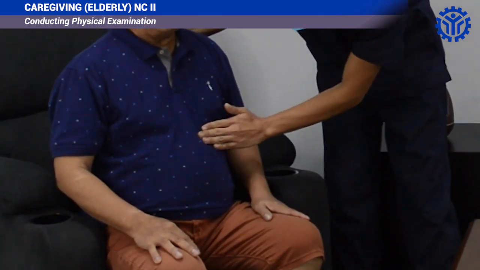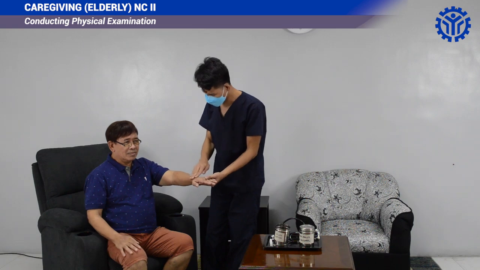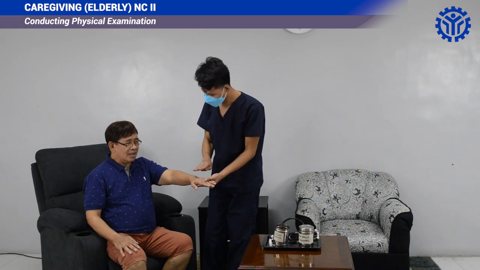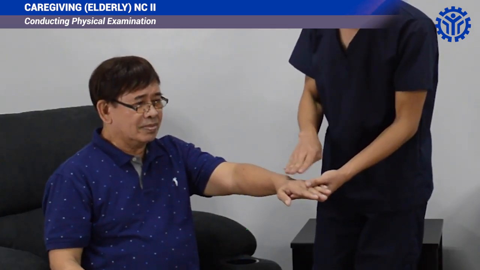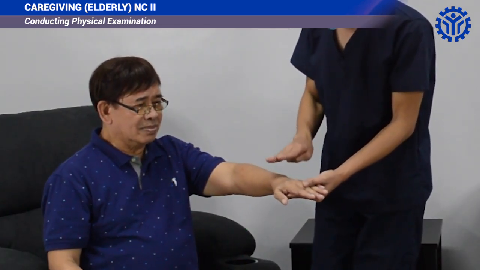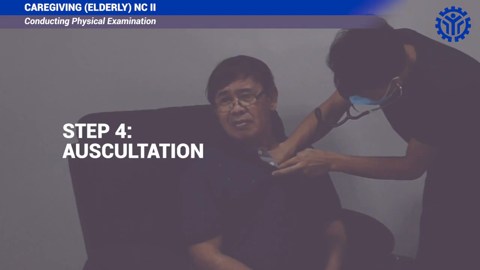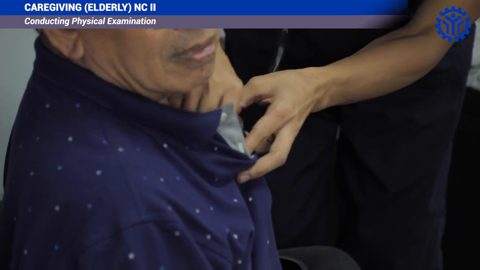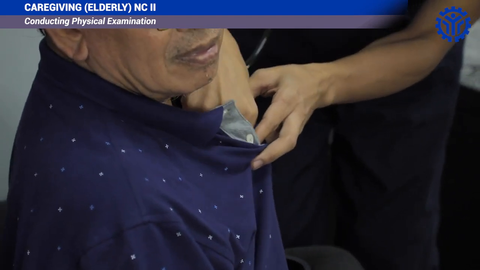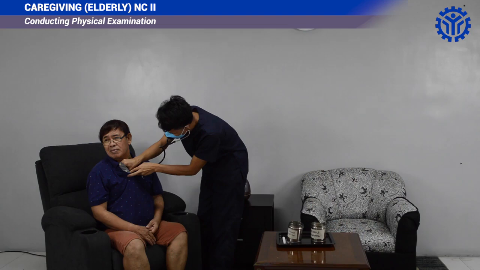Using the middle finger of your non-dominant hand, tap quickly and directly over the point where your other middle finger touches the client's skin. Listen to the sounds emitted. Step 4. Auscultation. Using a stethoscope, listen to various sounds coming from the lungs, heart, and bowel. Be alert and take note of abnormal sounds, especially those that come from the lungs.